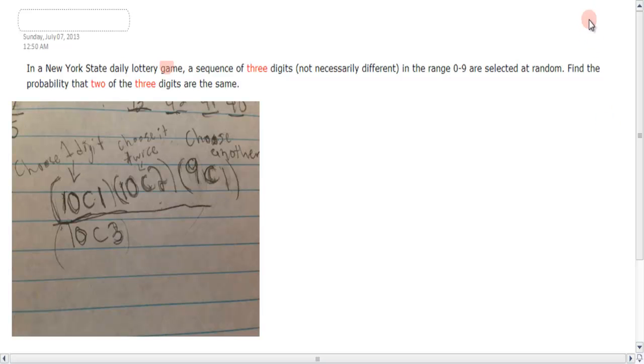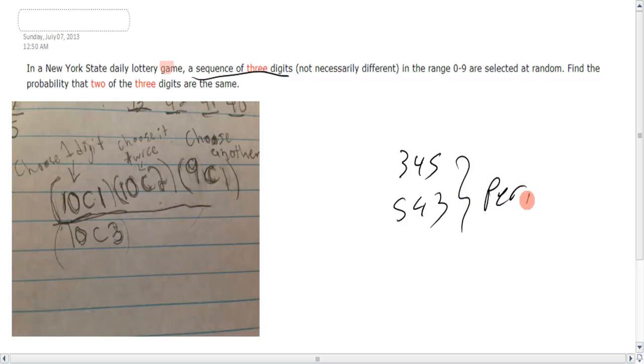Okay, so in this problem, one key thing to clue on here is they're telling us that there's a sequence of 3 digits. Now, if you think about a number with digits, does order matter? So if I tell you the number 345, is that the same number as 543? Well, clearly not. 345 is very different than 543. So here, this is going to be a permutation type idea.